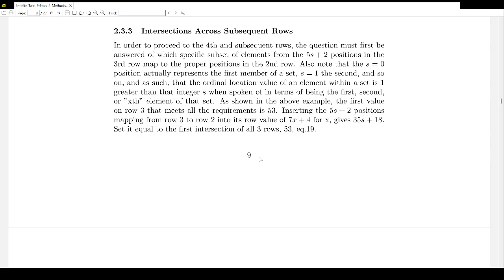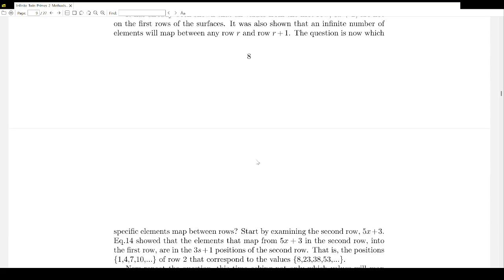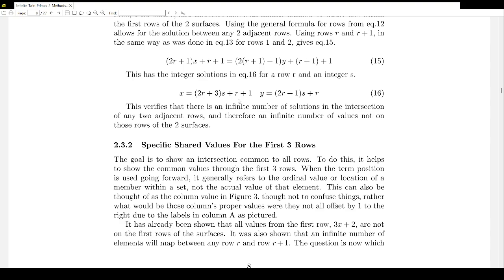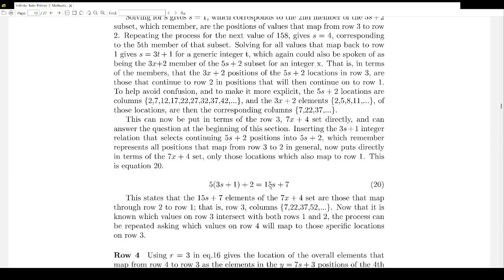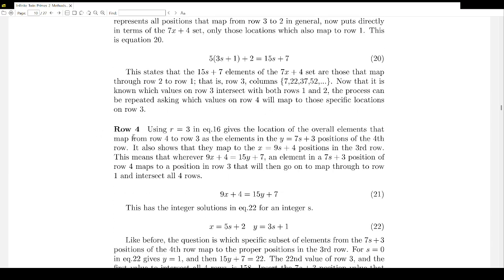The same way that we generalized back here for any 2 adjacent rows, we want to see what's going on until we can generalize this for any number of rows or all the rows. And that's all we're doing. So here I say now we're going from row 4 to row 3. Using r equals 3 in equation 16 gives the location.